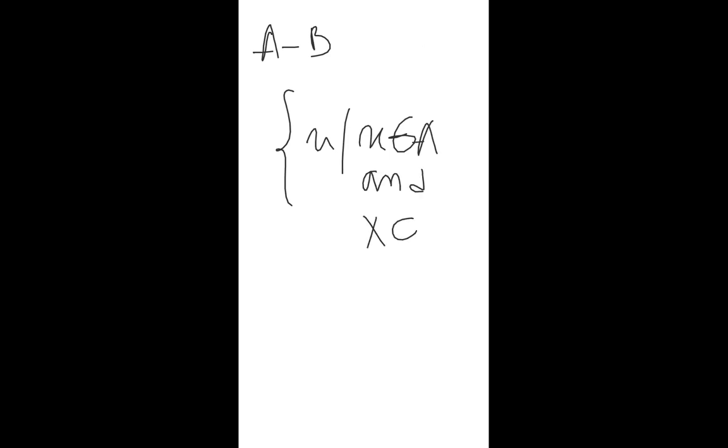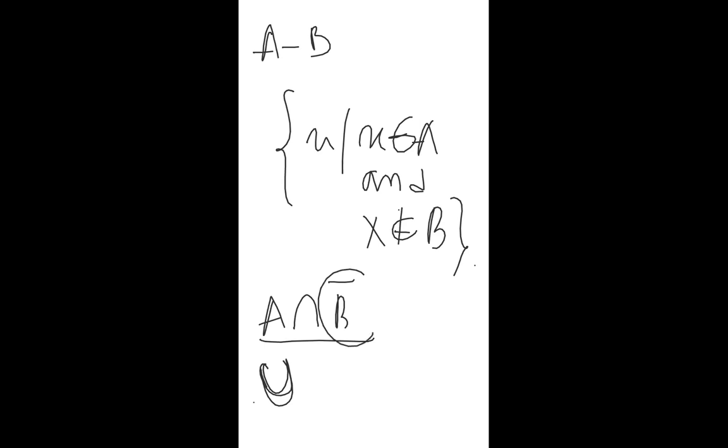And then we have difference of sets. A minus B is just the set of X such that X is in A and X is not in B. This can be written a different way. It's just A intersection B bar. If you have a universe that all of these sets are in, B bar would just be the complement of B. So you have B intersection B bar is the empty set, and the union is just the universe.